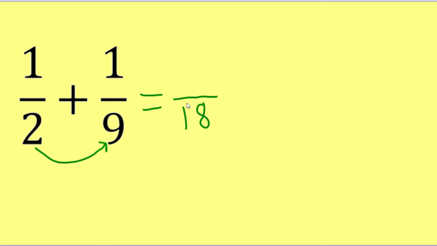Then what I'm going to do is multiply 1 by 9, gives me 9, and 2 by 1 gives me 2. So once I've done those 3 multiplications, I can just add these together, and it gives me my final answer, which is 11 over 18.